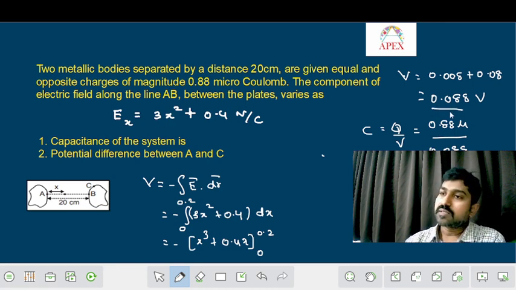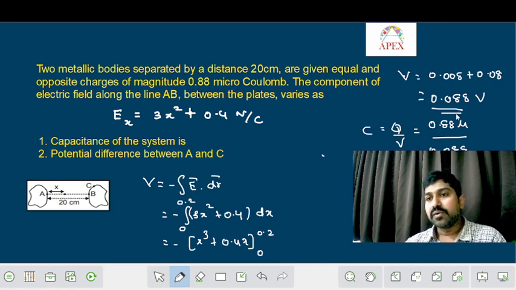Voltage is 0.088 volt only. Just a variable electric field was given. First we calculated the potential difference between the two conductors. Then we substituted in the formula C equal to Q by V.